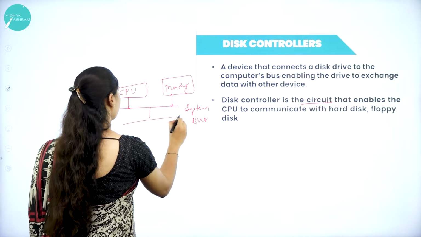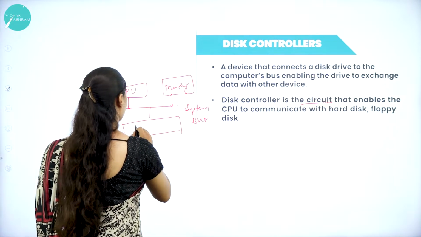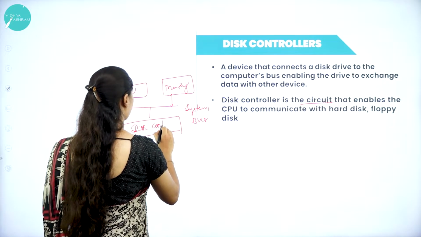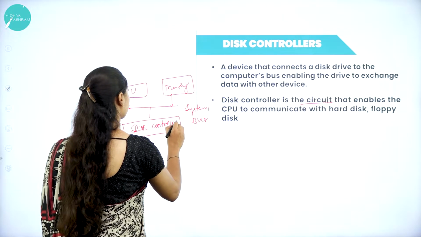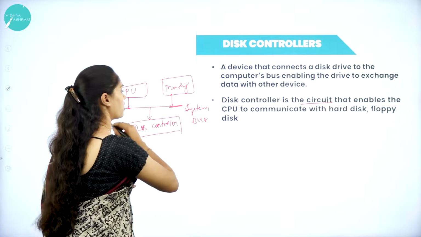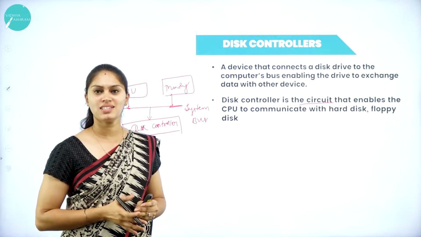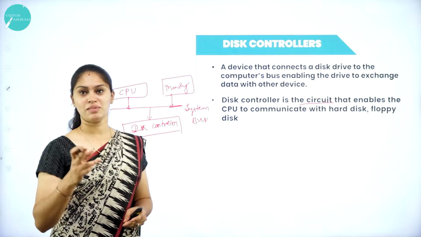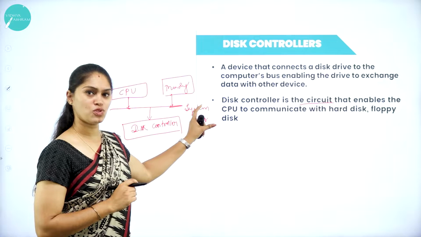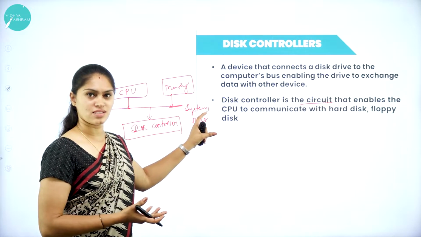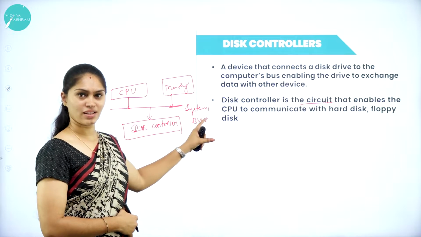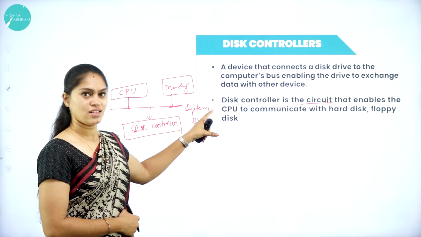And let me take one thing, that is disk controller. So consider a line which is nothing but what? System bus. So I will be discussing this system bus in the next session. Mainly this system bus is used to connect the input-output unit into the computer system. That's why I require this kind of system bus.